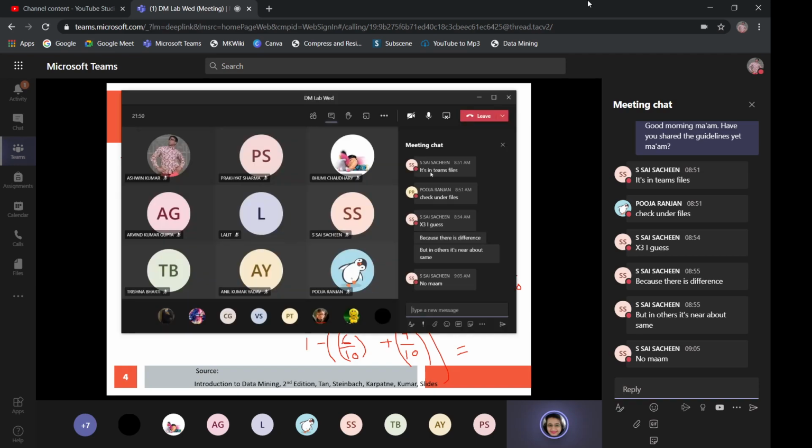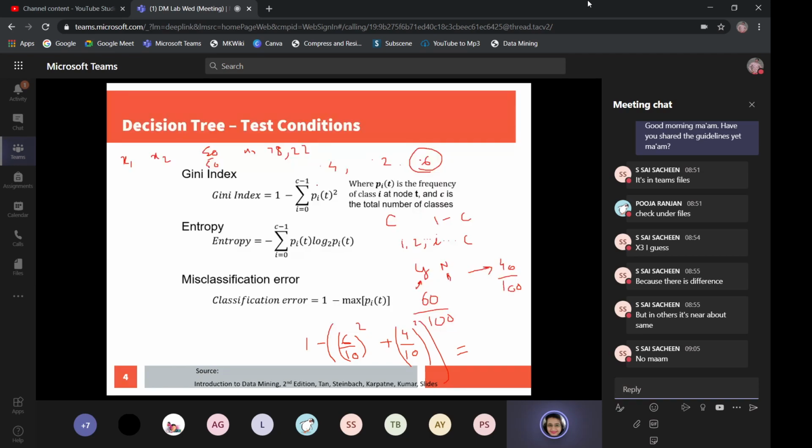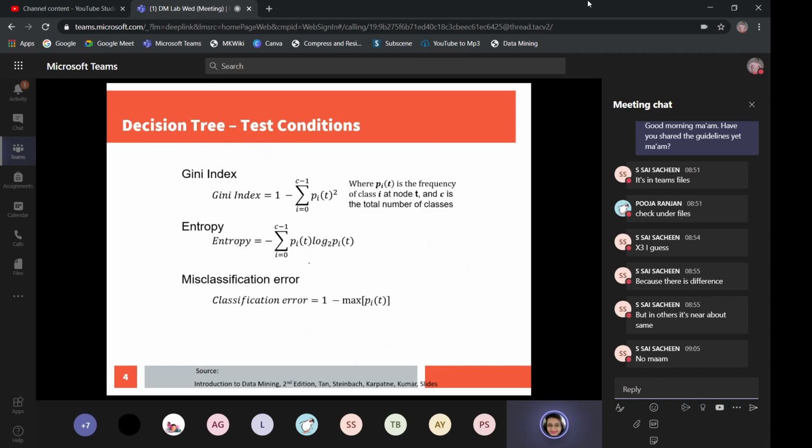Okay, so this is one way of doing it. The other way is entropy. It is computed as pi log pi. So this pi is remaining the same. So maybe it is 5 by 10, 5 by 10 for the first split, then probably 6 by 10.